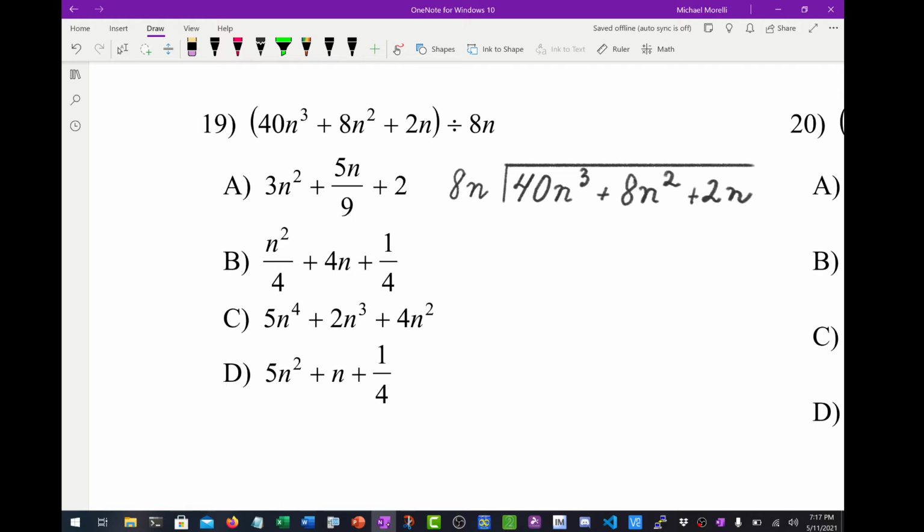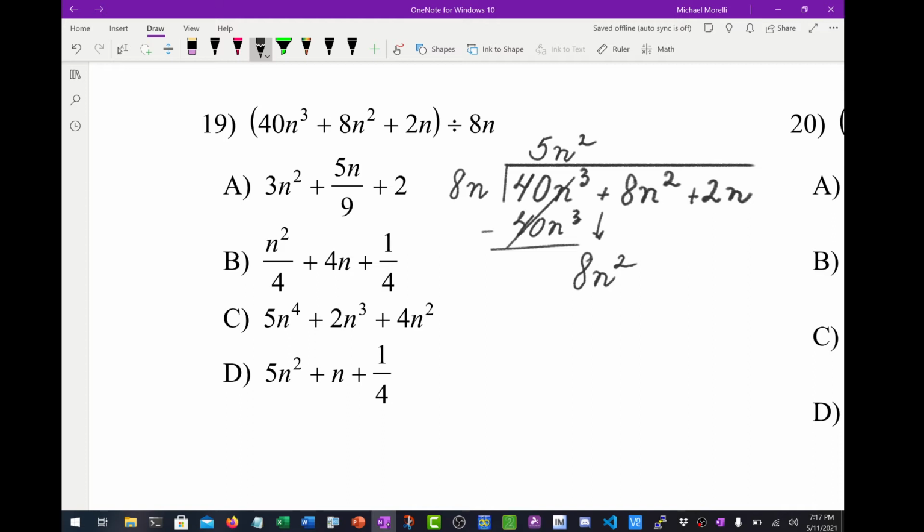So that's great. So above the 40n cubed, we're going to write 5n squared. So that's the first term of our quotient. 5n squared times 8n equals 40n cubed. Okay. There's no remainder. Bring down the next term, 8n squared.